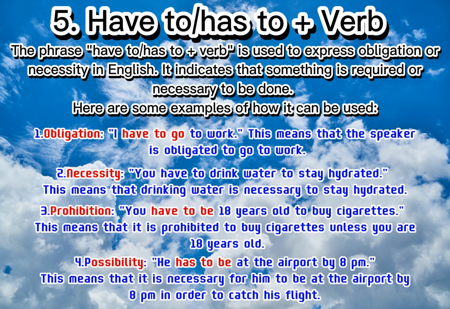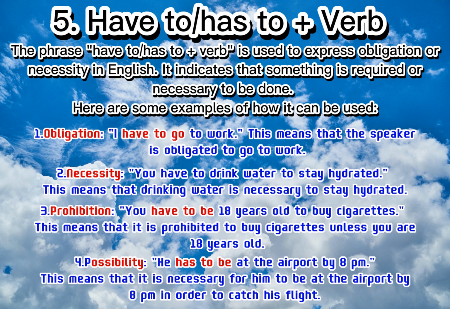5. Have to or has to plus verb. The phrase, have to or has to plus verb, is used to express obligation or necessity in English. It indicates that something is required or necessary to be done. Here are some examples of how it can be used. 1. Obligation. I have to go to work. This means that the speaker is obligated to go to work.